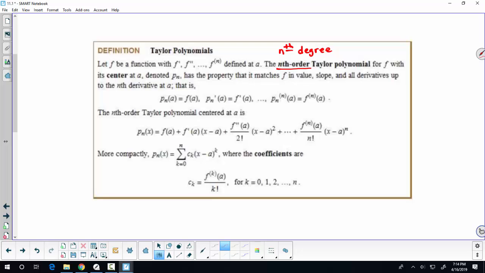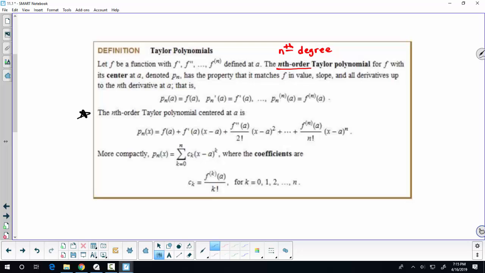So the nth order or the nth degree Taylor polynomial for the given function with a center at A. So just think about the center as the analogy to the equation of the tangent line problem we just did. It's just the x value you construct the line at. So this center at an x value of A is where we choose to start constructing the polynomial about. We're building the polynomial around that point. So the nth order Taylor polynomial is just denoted p sub n. Has the property that it matches, and so on. So here's the definition.